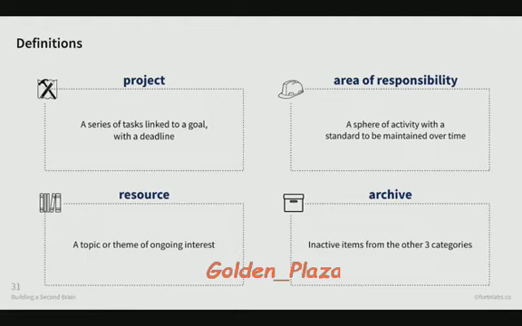Third is resources. A resource is a topic or theme of ongoing interest. These might include things like habit formation, project management, coffee, music, gardening, or online marketing. And fourth, we have archives. This includes basically anything from the other 3 categories that is no longer active. So for example, a project that's been completed, or an area of responsibility that you're no longer committed to maintaining, or a resource that you're no longer interested in.